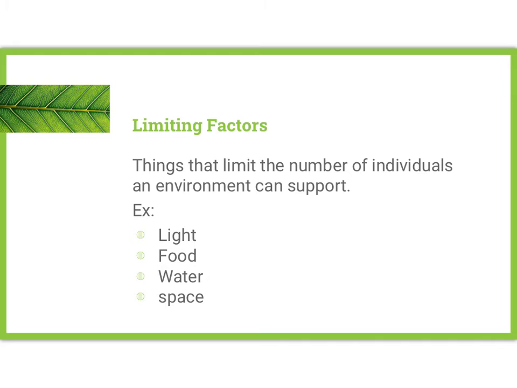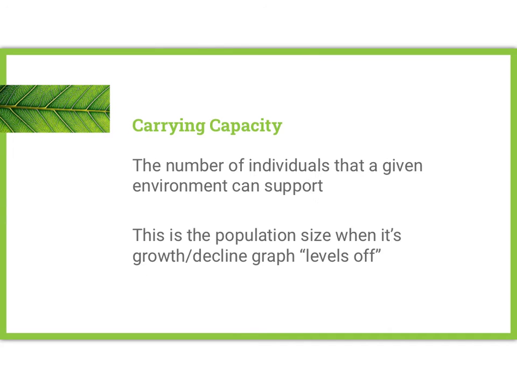So limiting factors are things that can limit the number of individuals an environment can support. For instance, limiting factors could be light, food, water, space. The carrying capacity, like I mentioned in that graph, is the number of individuals that a given environment can support. This is the population size when its growth or decline levels off. Okay, so the population that it maintains.